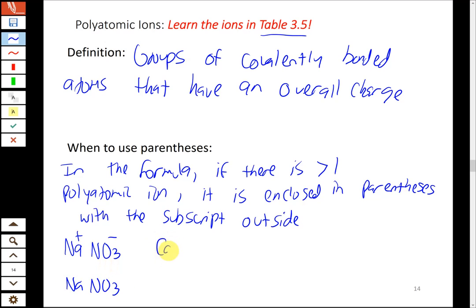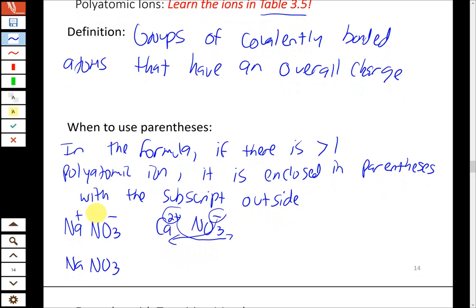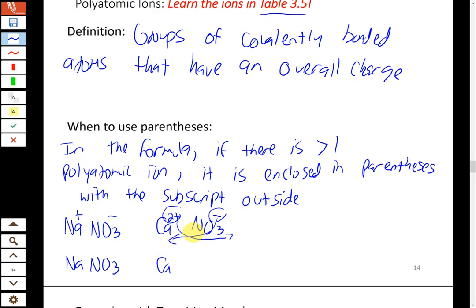But if we had calcium 2 plus with NO3 minus, to balance the charge of this, we need to have 2 NO3 minuses for every 1 calcium. So the correct way to write this formula would be 1 calcium with 2 NO3 minuses. So we're going to put NO3 in parentheses and then put a 2 on the outside. This means we have 2 entire NO3 minuses as part of this formula when the number goes outside the parentheses. And we need that because we have to balance the charges, plus 2 from the metal, 2 minus 1s from the NO3 minuses.